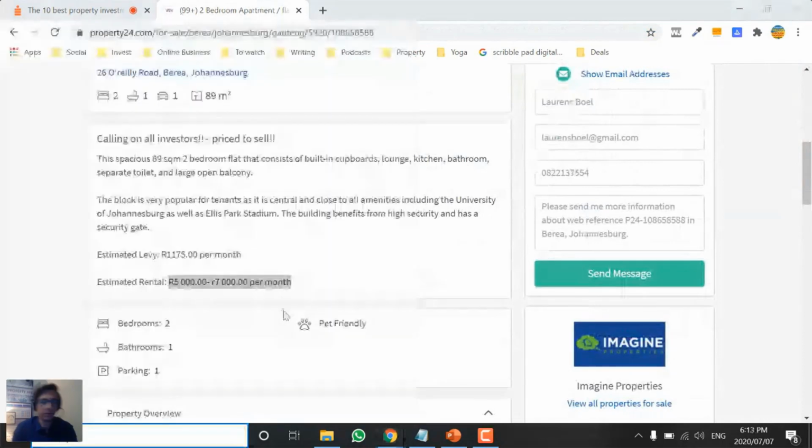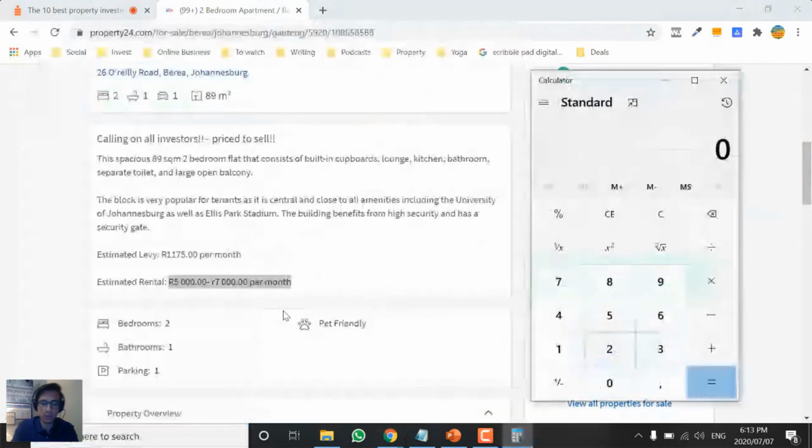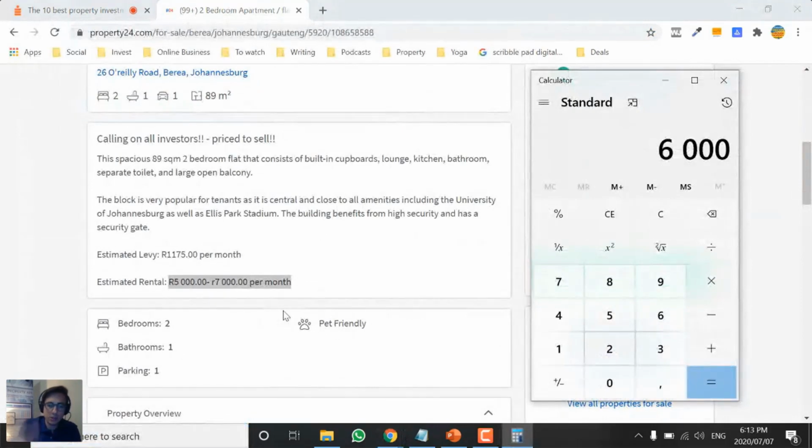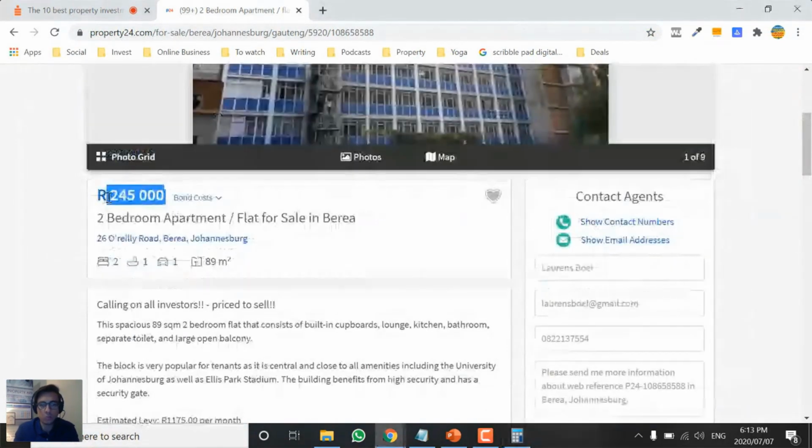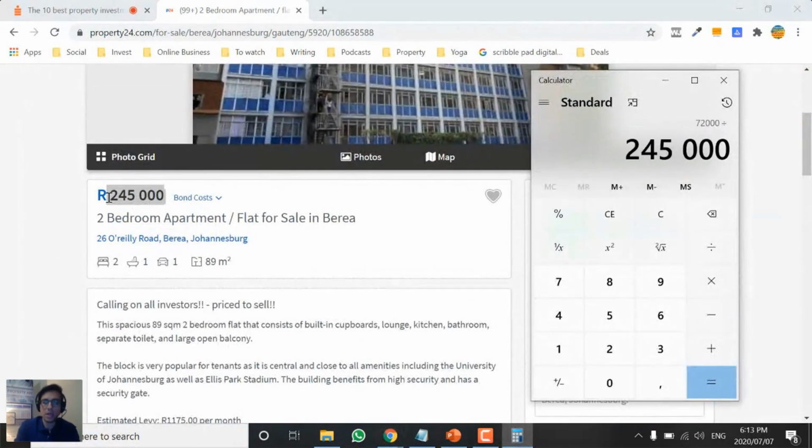So if I'm doing my analysis on a Monday morning, I'll quickly go here. I'll say the average of 5,000 and 7,000, 6,000. So I'm going to use that as my monthly rent. I'm going to annualize it. And then I'm going to divide it by the purchase price, 245. And then I'm going to times that by 100. It gives me a gross yield of 29.38%.